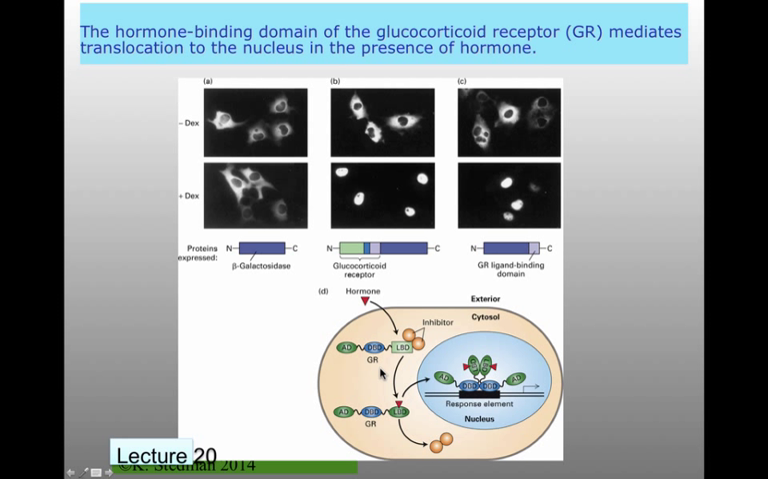and a DNA binding domain, and a ligand binding domain. This would be a wonderful transcriptional activator and would turn on all kinds of different genes if it were in the nucleus. But it's not. And it's held out in the cytoplasm by a number of inhibitors.